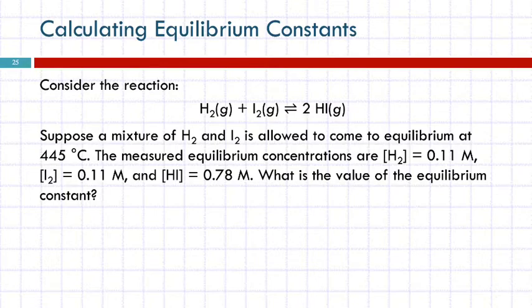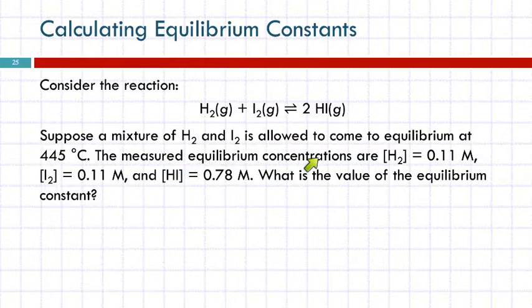So let's look at this reaction. We've looked at this one before. Hydrogen and iodine reacting to form hydrogen iodide. So let's just say that a mixture of hydrogen and iodine is allowed to come to equilibrium at 445 degrees Celsius. It's like, okay, well, that's very nice. We don't need to use that, though.